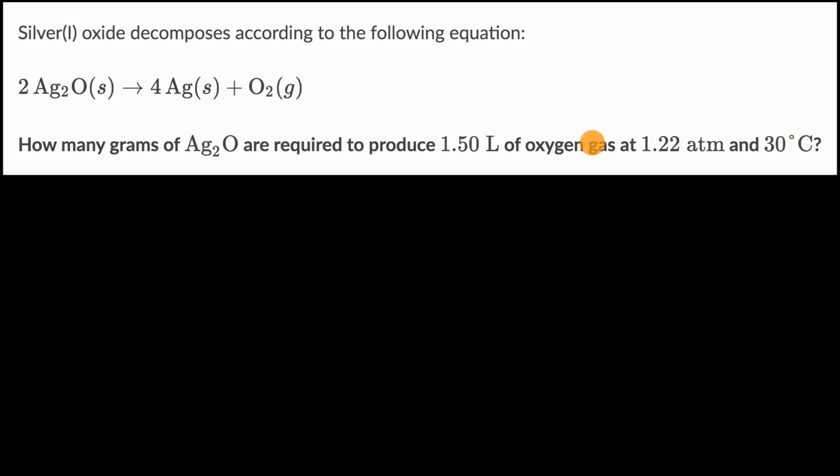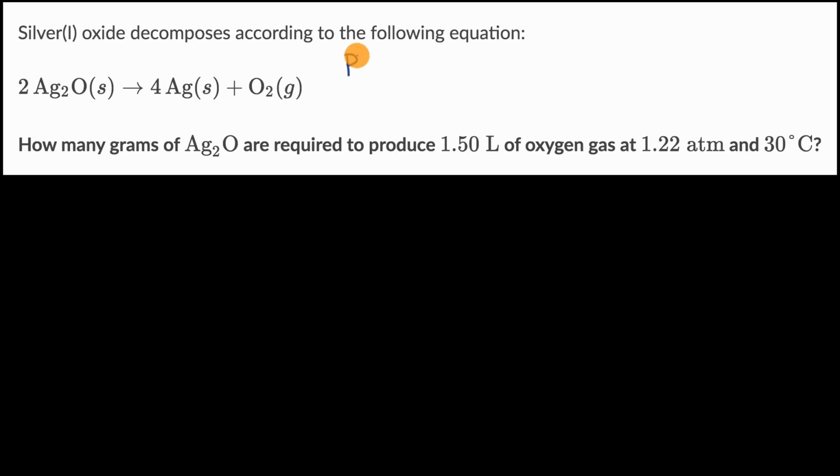And I'll give you a little bit of a hint. So you're used to saying, oh, well, if I know how many moles of oxygen I need to produce, then I need twice as many moles of silver oxide, because the ratio of moles of silver oxide to molecular oxygen is 2 to 1. But they don't tell us how many moles of molecular oxygen we're producing. They give us volume and pressure and temperature. But a little bit of a hint is the ideal gas law.